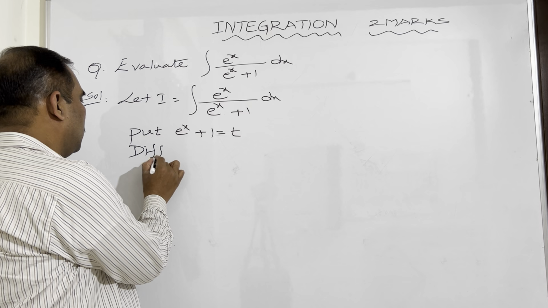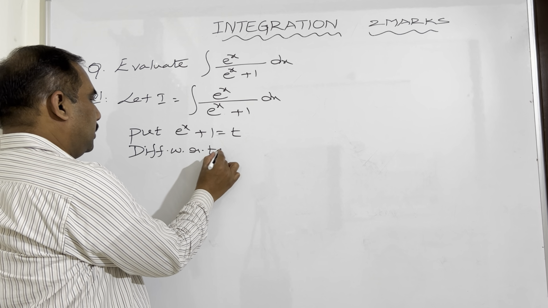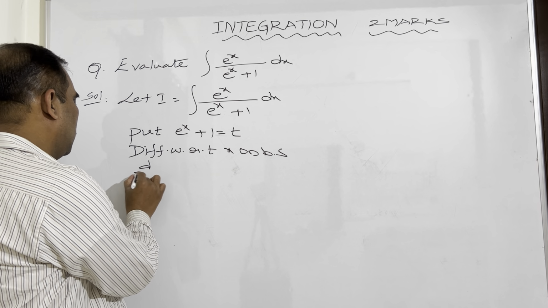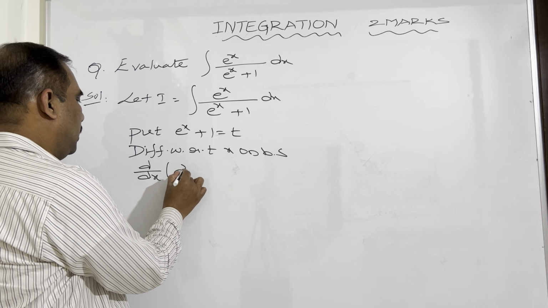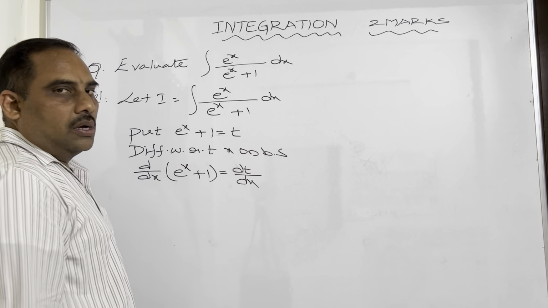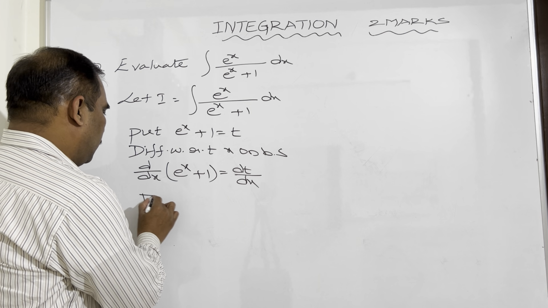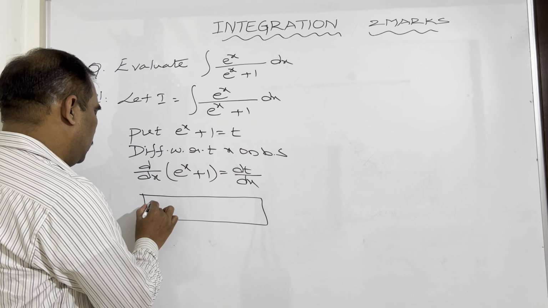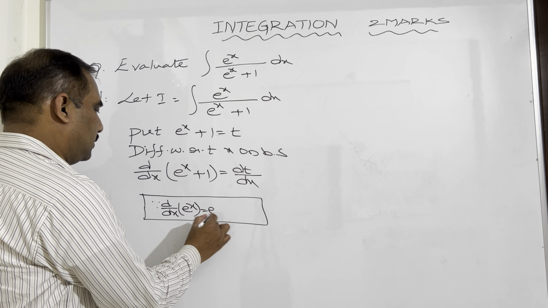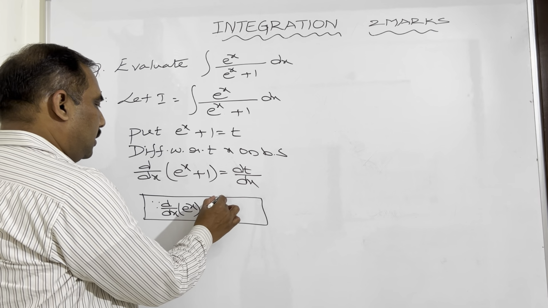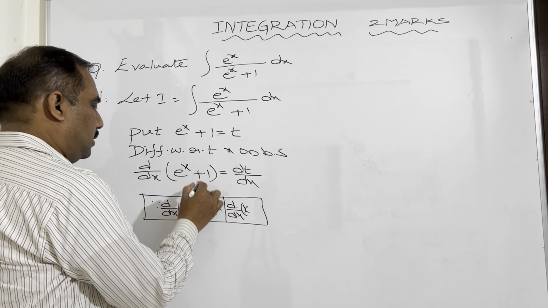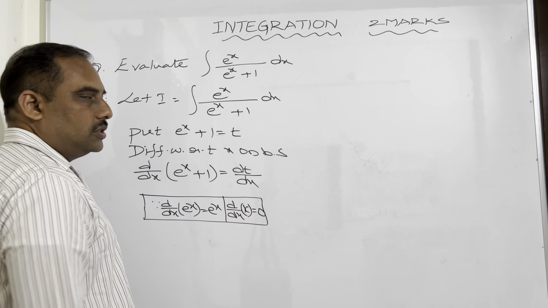Differentiate with respect to x on both sides. So we get d by dx of e power x plus 1 is equal to dt by dx. Now we know that the derivative of e power x is equal to e power x, and the derivative of a constant 1 with respect to x is 0.